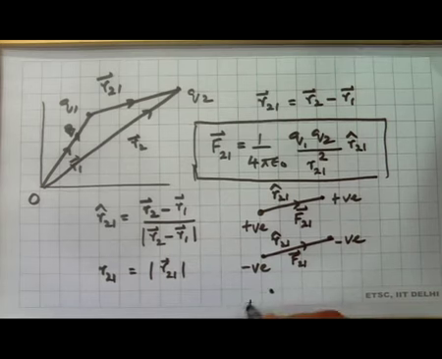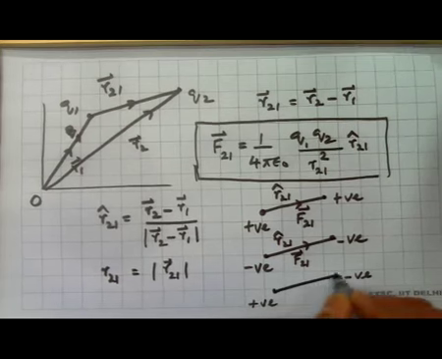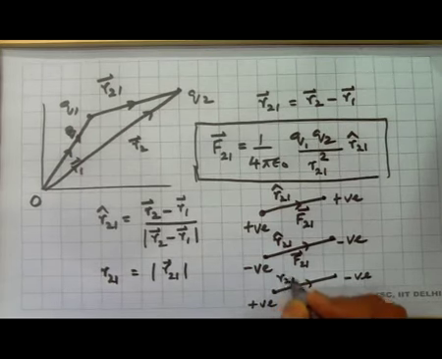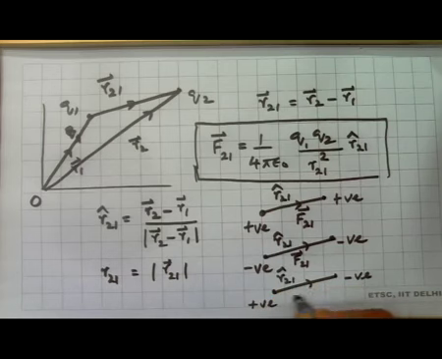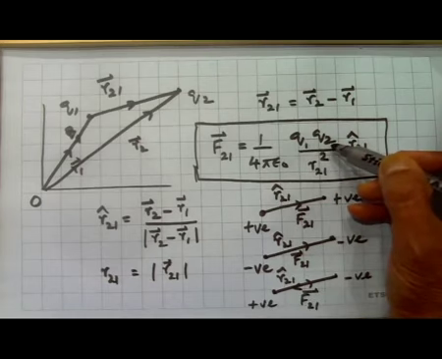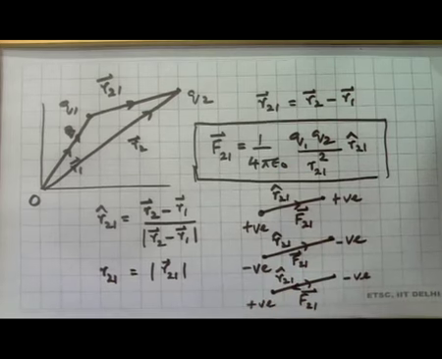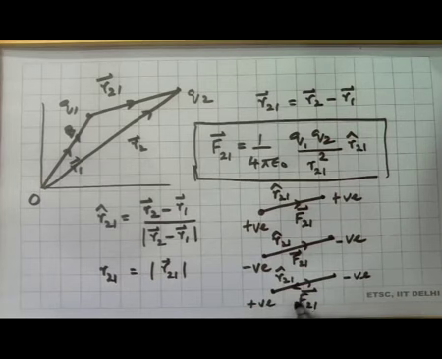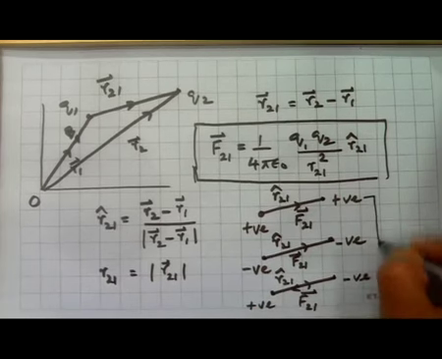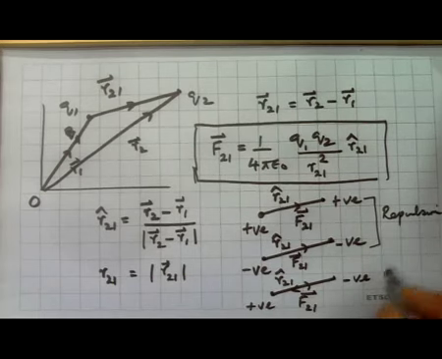If you take q1 to be positive and q2 to be negative, r21 unit vector is still from 1 to 2, while F21 becomes oppositely directed, because one of the charges is positive and the other is negative. So, the force is in the opposite direction to r21 unit vector, and that force becomes attractive. So, these two forces are repulsive and this is an attractive force.